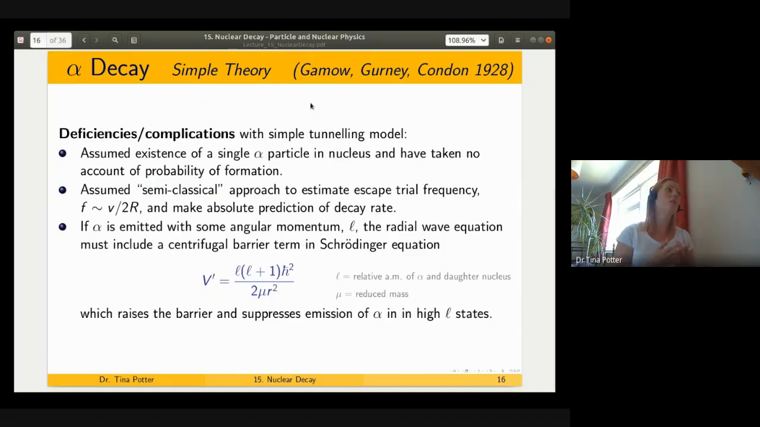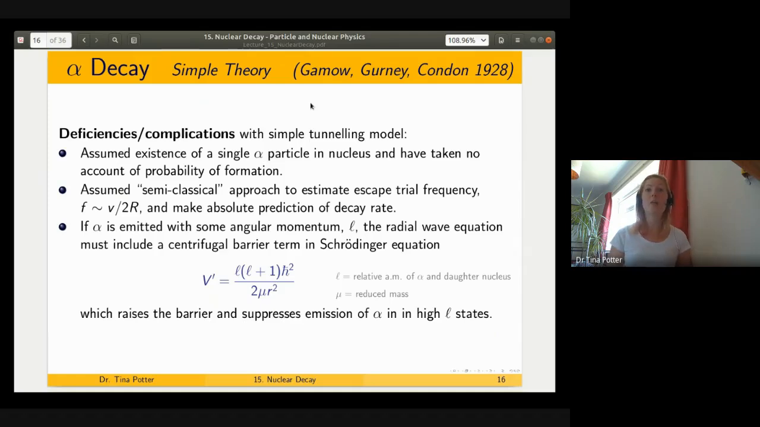We've also assumed this semi-classical approach for this escape trial frequency, which isn't fantastic. Ideally, we would have a purely quantum description for that as well, and that would allow us maybe to make a more precise prediction of our decay rate.